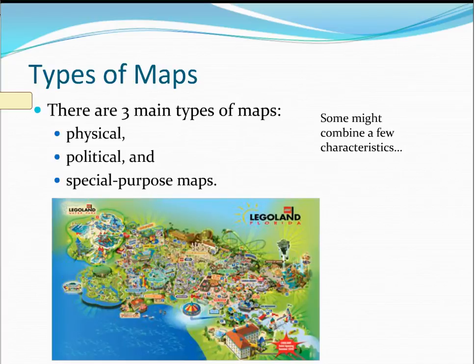There are three main types of maps, and sometimes they overlap, but for our intents and purposes, we'll just break it down into three. There's physical maps, political maps, and special purpose maps. This map is of Legoland. It tells you where to go, where to find specific sites within Legoland, but it really is a special purpose map.